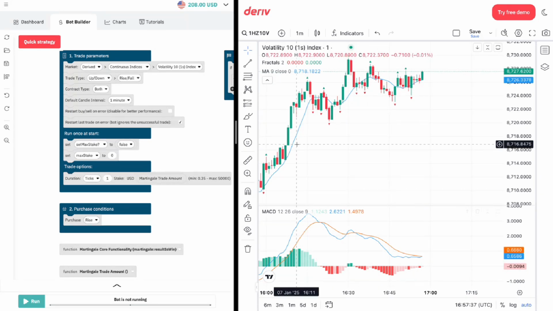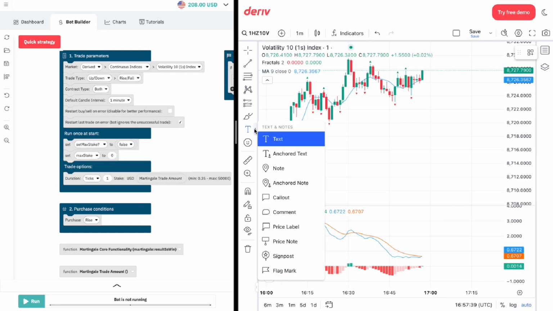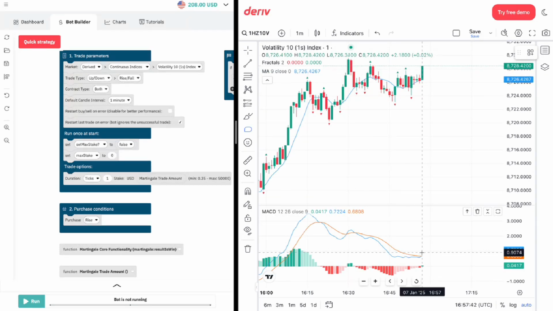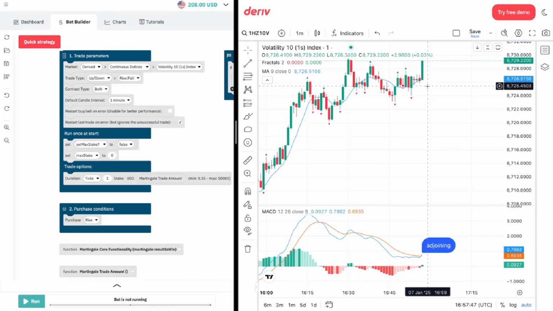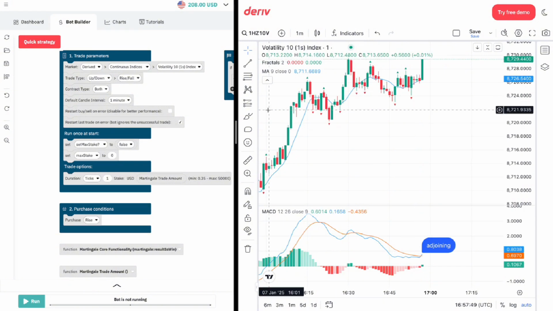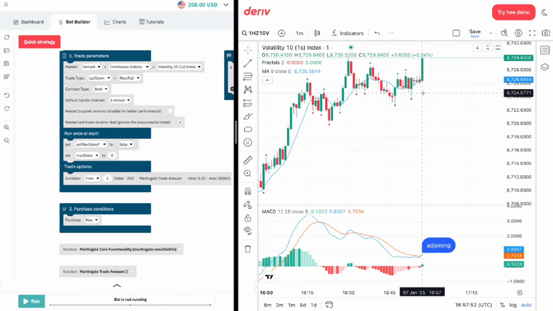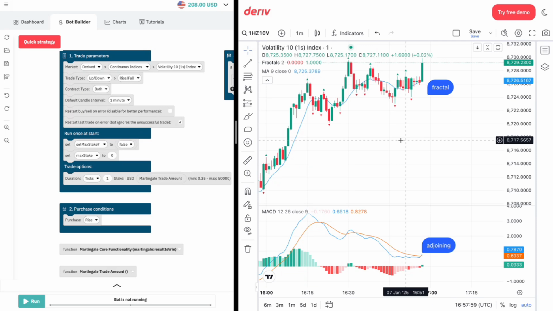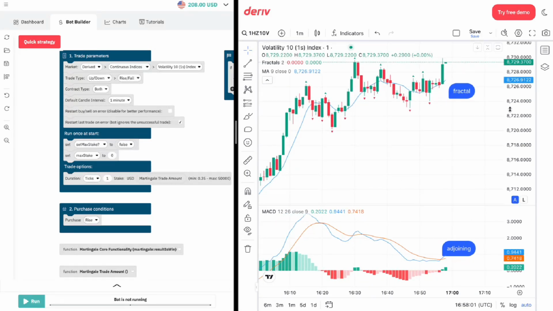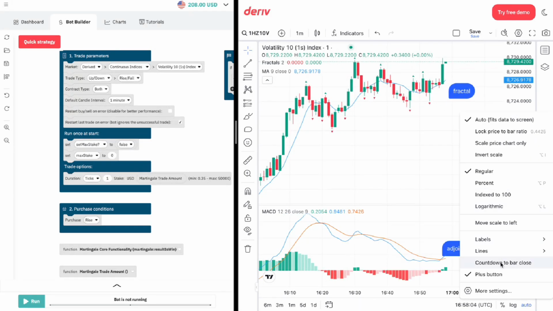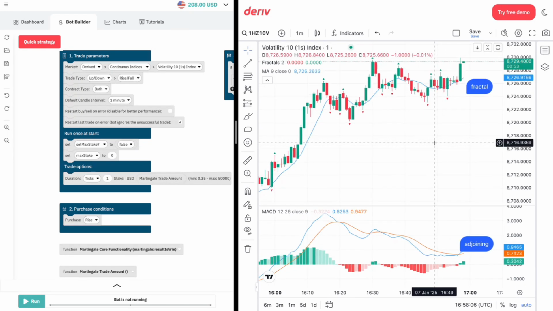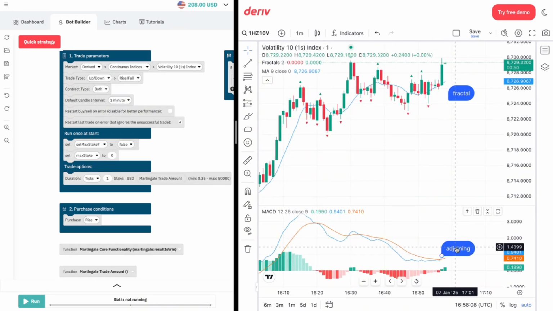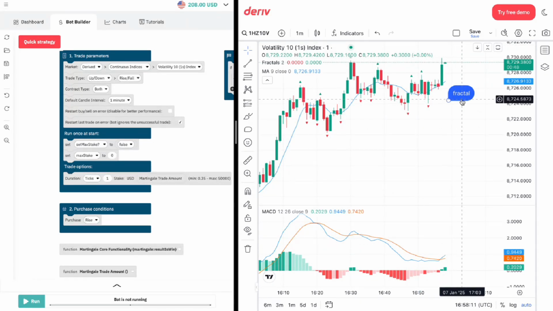And adjoining like this one that is about to happen here. So let me find my comment. And adjoining, so there's no hurry. And adjoining, and then a fractal on this other end, and then also a fractal. Those are the two things that we are gonna wait for. And then let's have a countdown to bar close so that we know when the bar is about to close. So let's remove these ones.